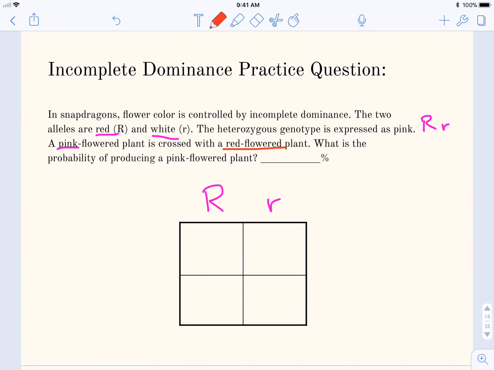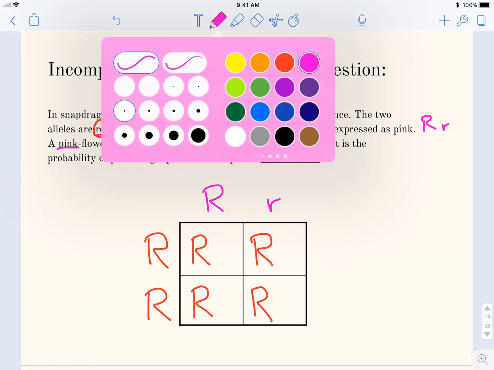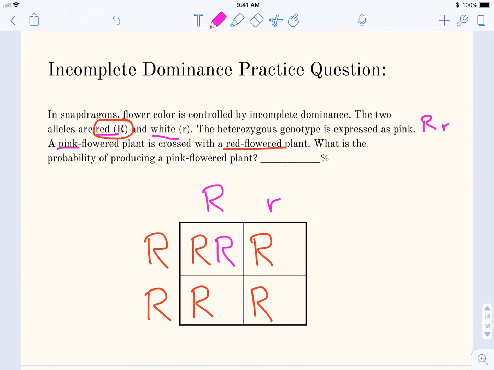Second parent is a red flowered plant, so we know that the red allele is big R. So a red flowered plant has to be big R, big R, right? It can't be big R, little r, because then it would just be pink. It has to have both copies of the red allele in order to show that red trait. So now we're going to distribute. We'll do the red parent first. And now I'll distribute down with the pink parent.